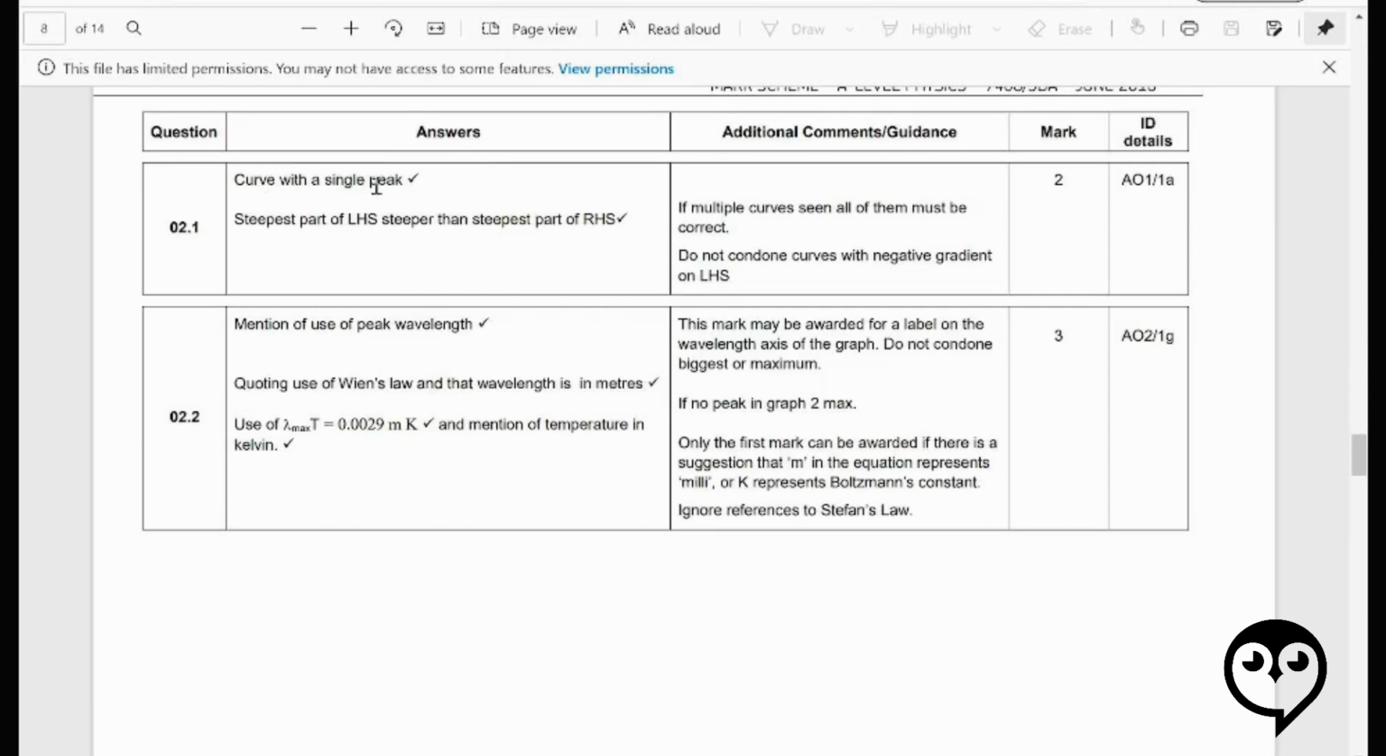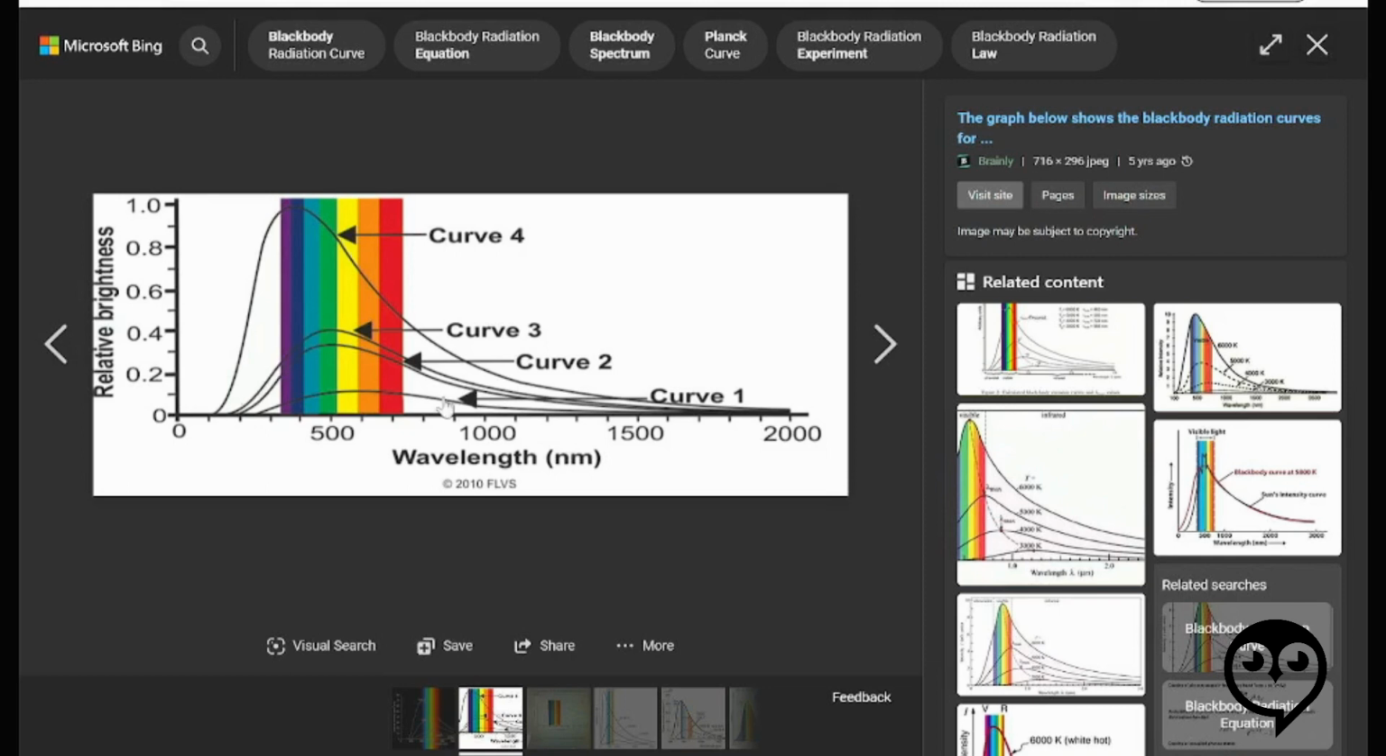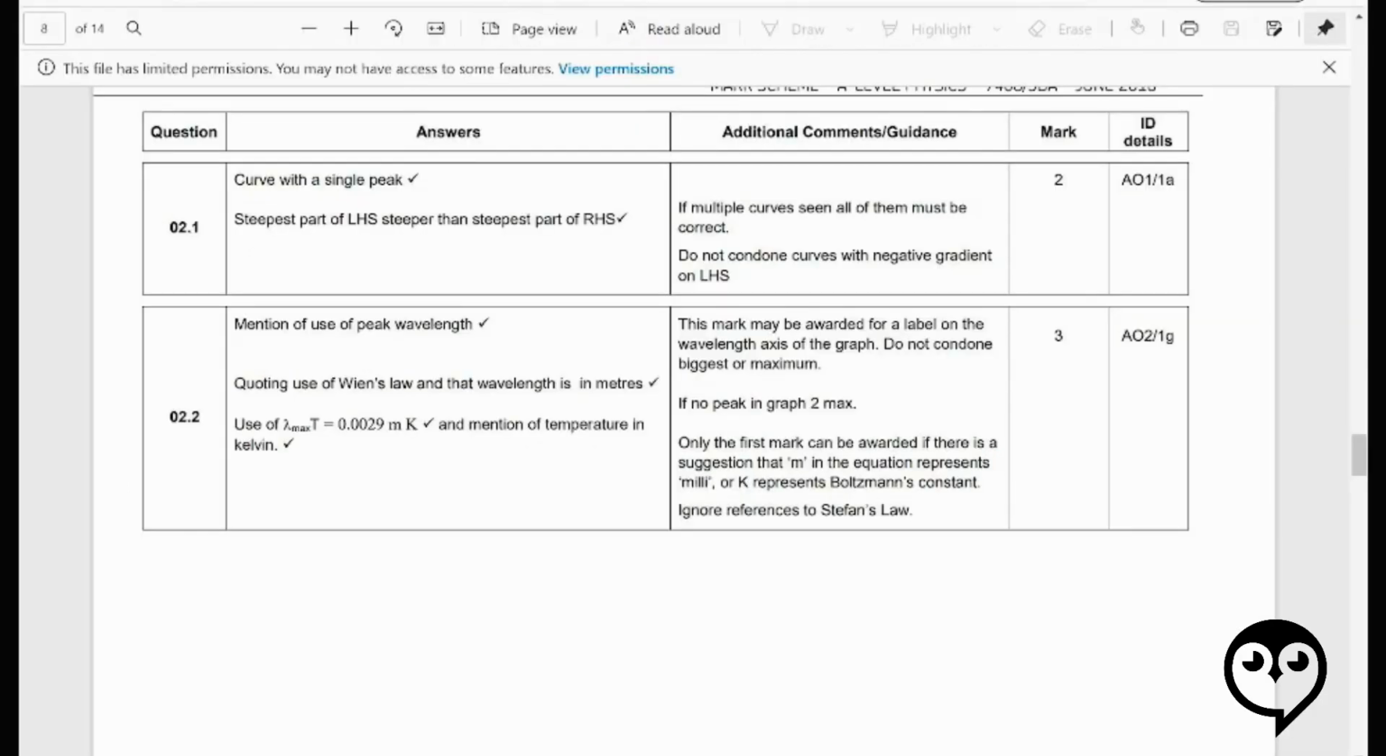Okay, so curve with a single peak, steeper on the left side, not as steep on the right side is what we said. If multiple curves are seen, they must all be correct. So if you want to gamble around with having them inside and making the curves the right way, but I think just do one general shape, and that's probably a safer bet. Anyways, mention the peak wavelength, quote use of Wien's law, and what the wavelength is. It's got to be in meters, and then of course you've got that formula. You can just talk about using that formula. Okay, pause the screen if you want to read the rest there.